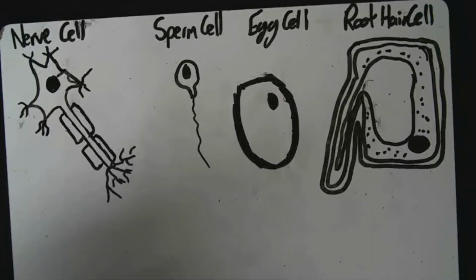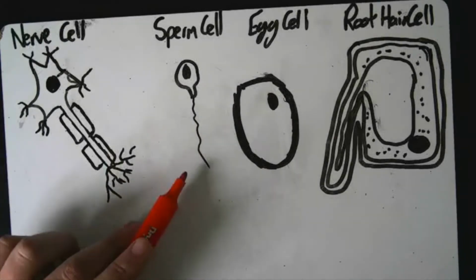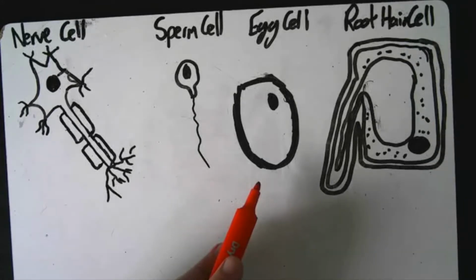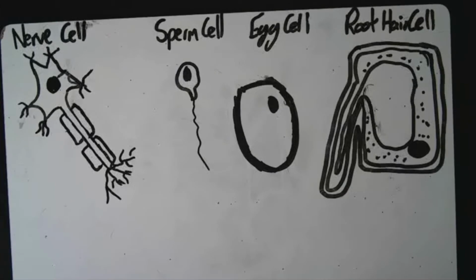We're going to look at 4 different types of specialised cell. We're going to look at a nerve cell, which carries electrical impulses around the body, a sperm cell, which carries the male genetic material, the egg cell, which carries the female genetic material, and a root hair cell, which absorbs water and nutrients from soil and plants.